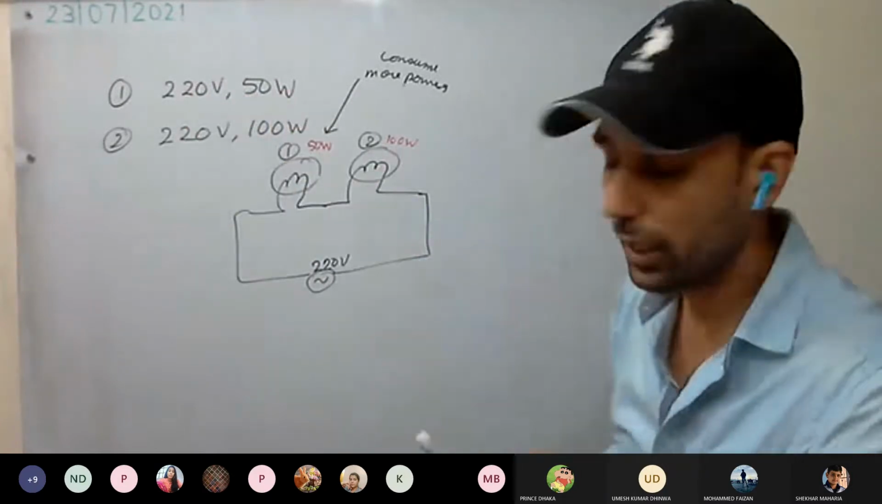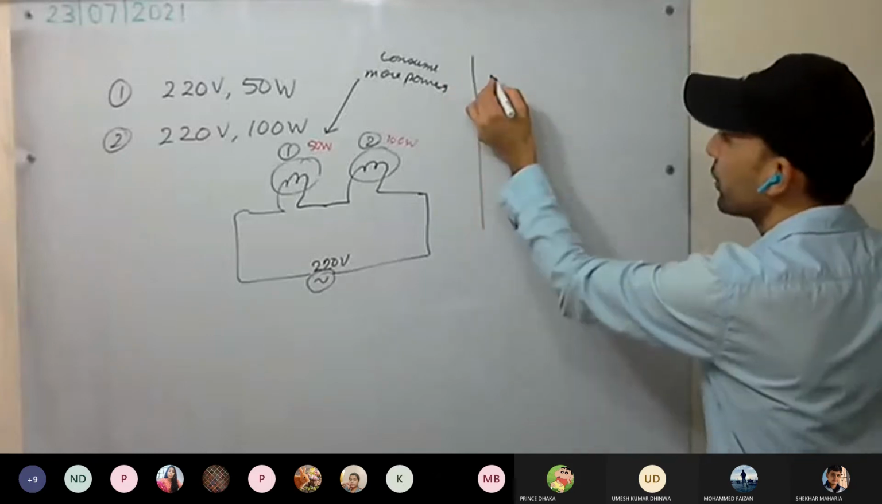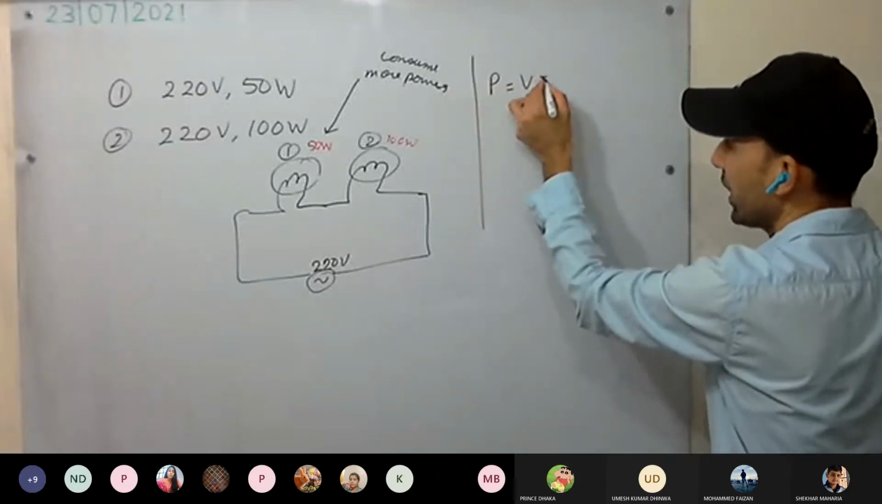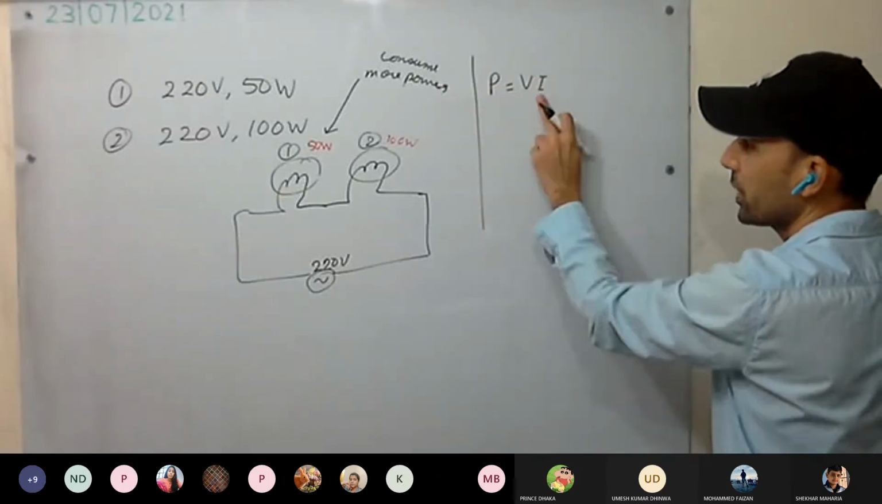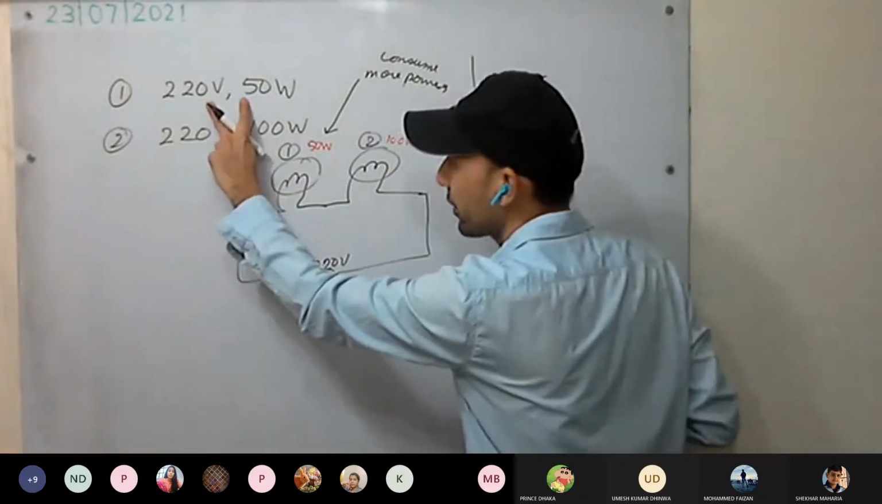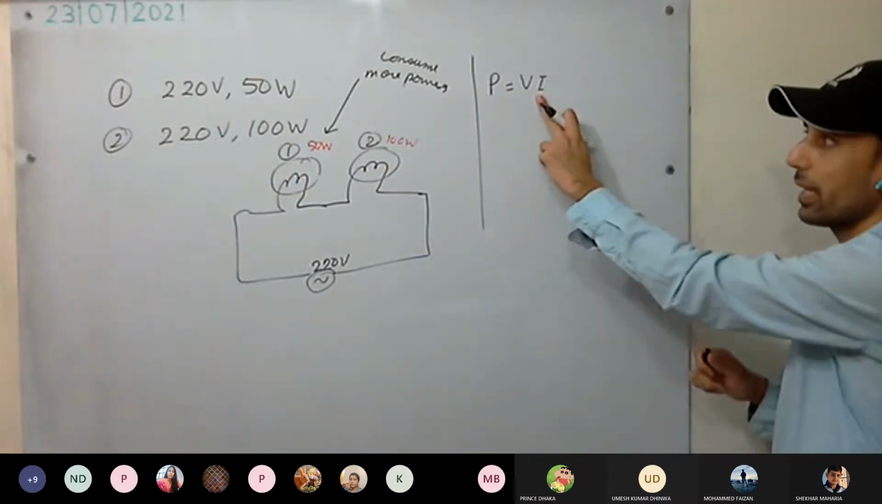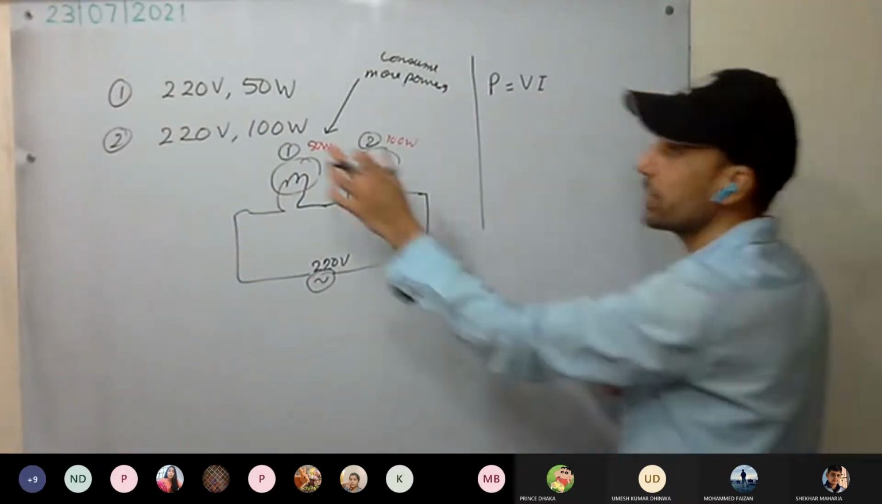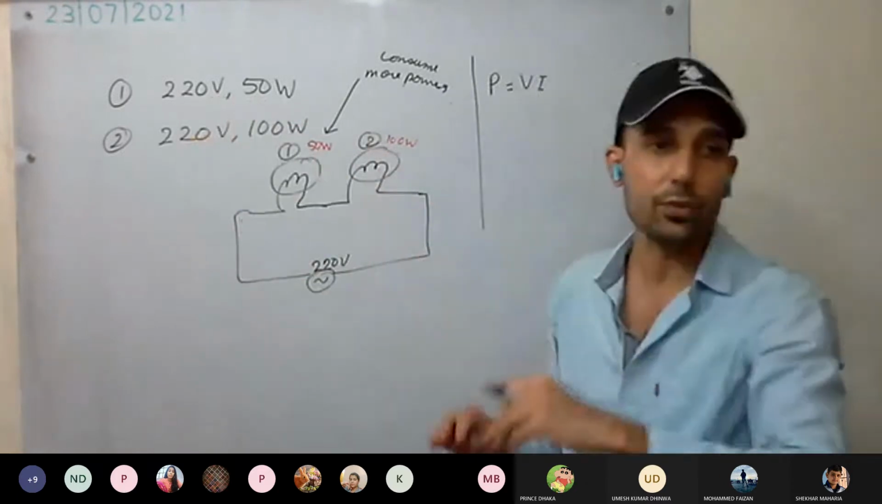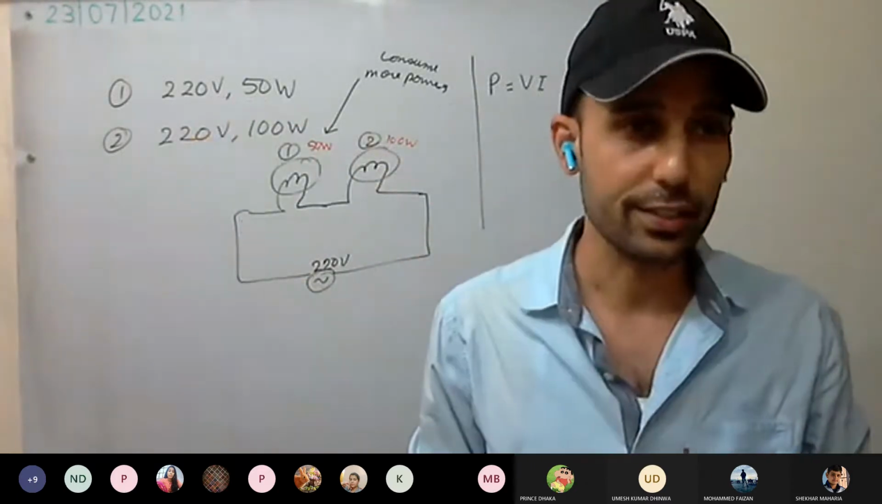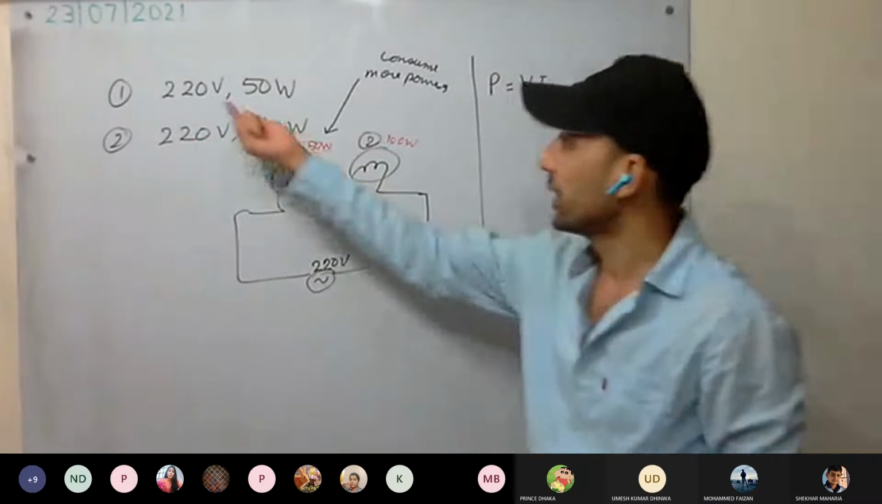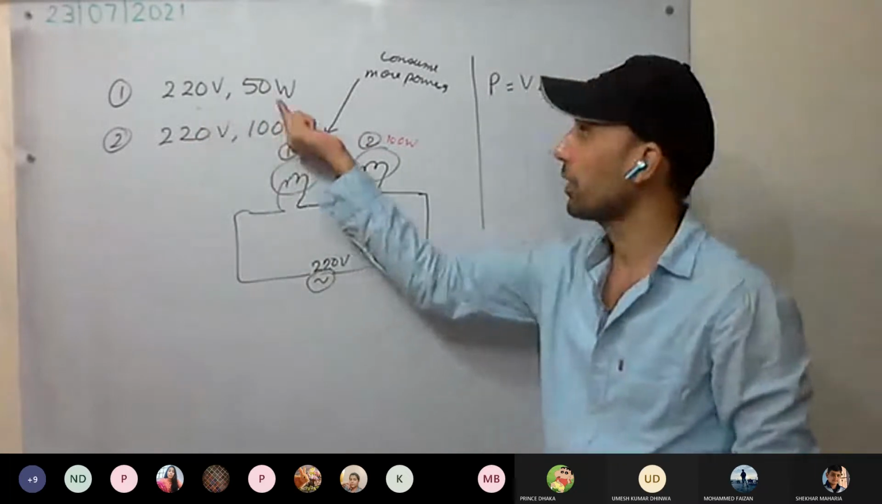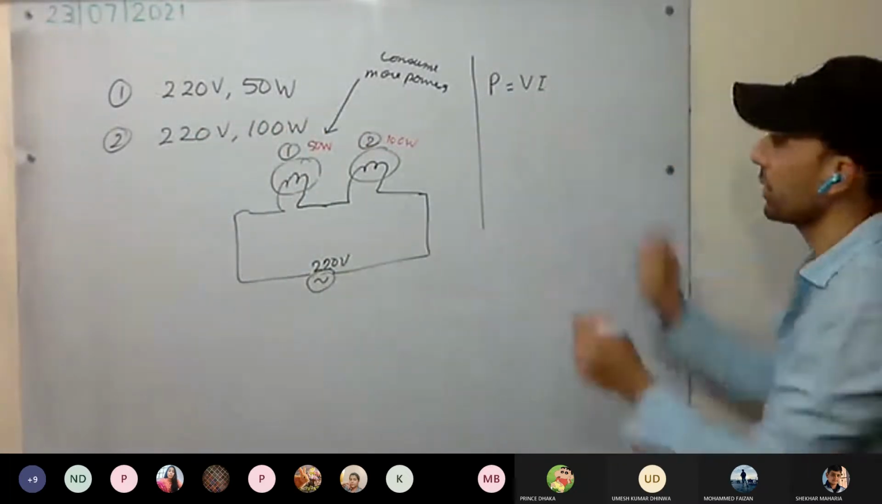So what all formulas do we have in this chapter? P equal to VI, power is this one. So if two of these quantities are given, we can calculate the third. Ratings mean that using these two quantities only we can calculate all the other quantities required. Voltage and power are rated. Current we can calculate.